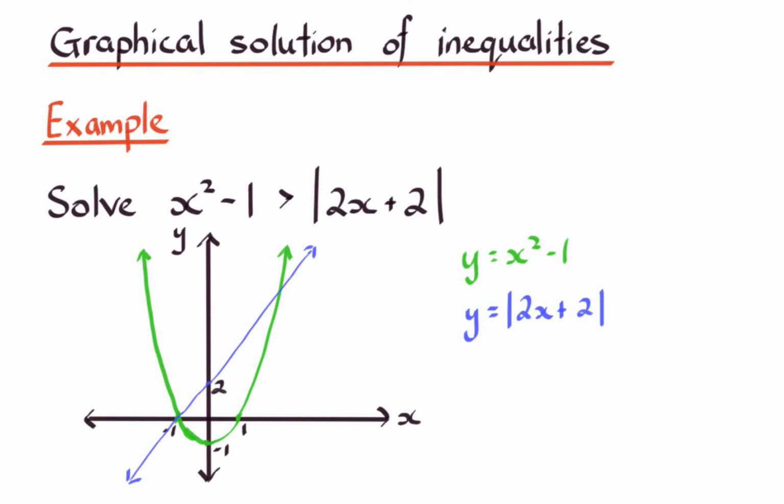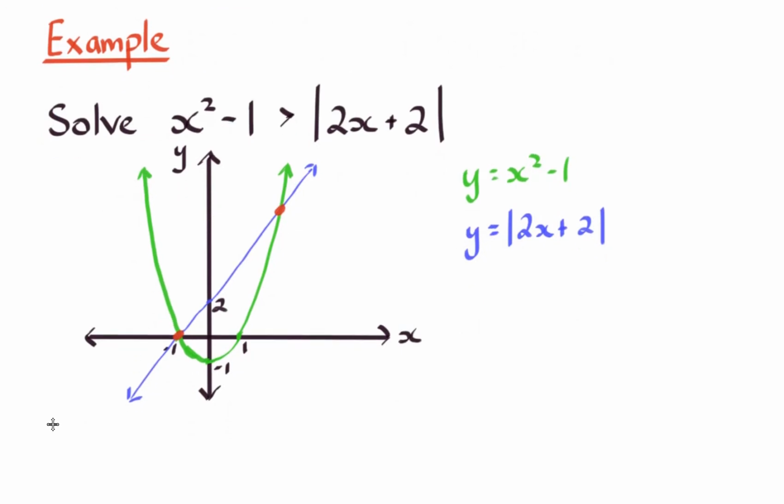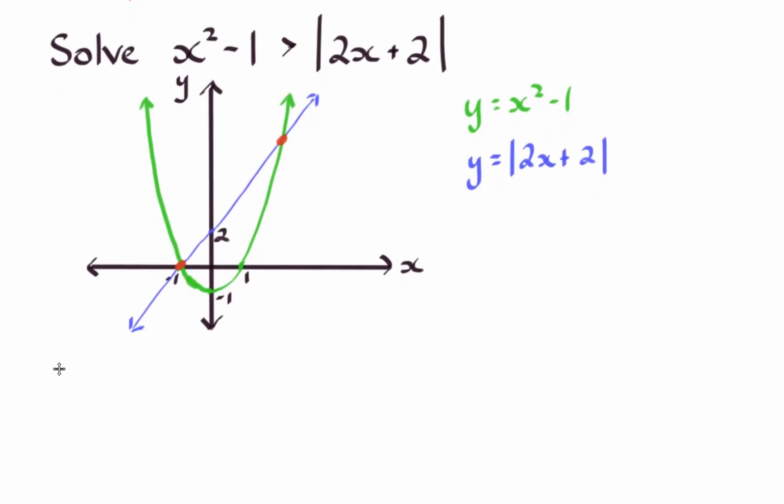So in terms of points of intersection, we can see one here quite clearly at x equals negative 1, y equals 0, and there's another one up here somewhere. So it would be a good idea if we actually find these points of intersection. And so we can do that by focusing on equality rather than the greater than symbol. So let's set x squared minus 1 equal to the absolute value of 2x plus 2.